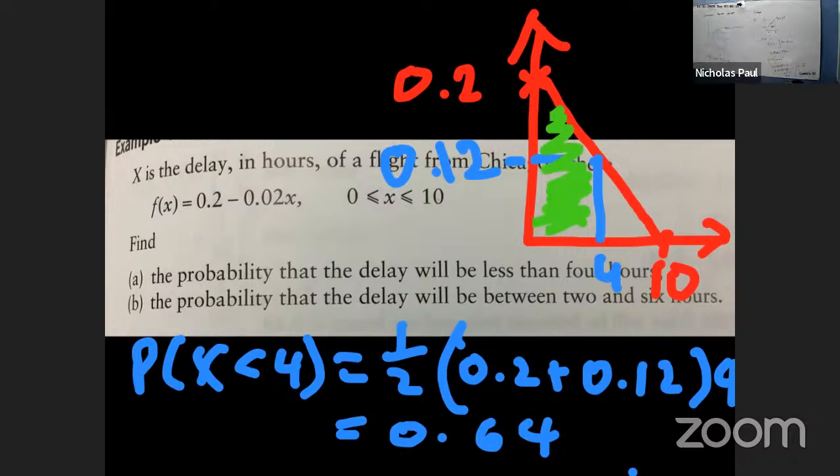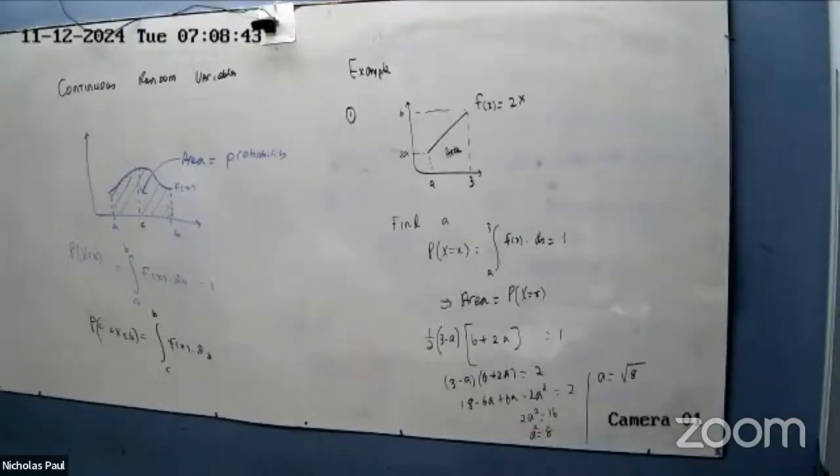Right, the method I used was, you see that green part there? That green part is a trapezium. That's where I kind of lost it. Right, so that green part is a trapezium, so I'm using the two parallel sides. The two parallel sides are 0.2 and 0.12.